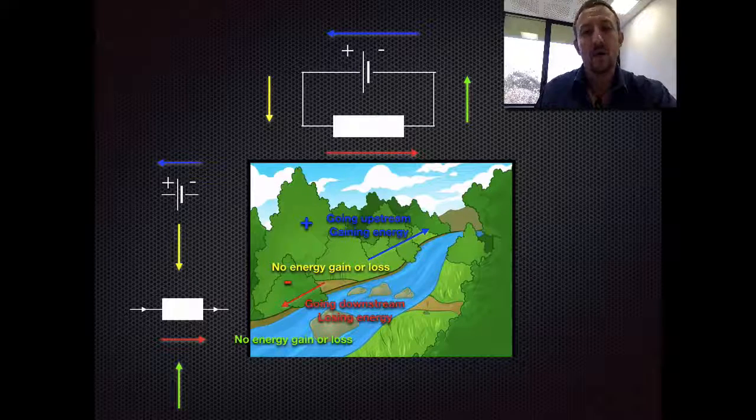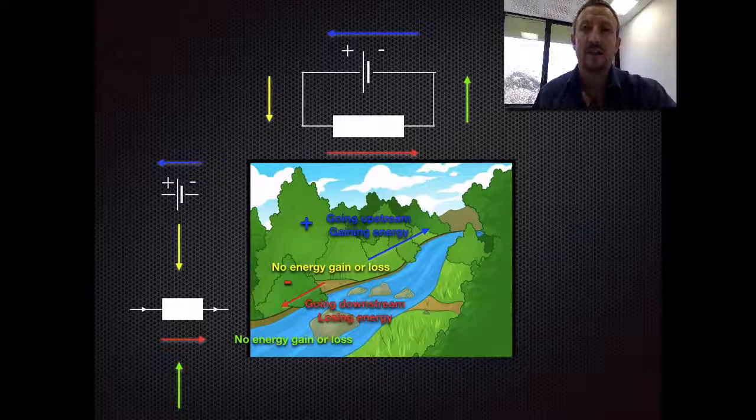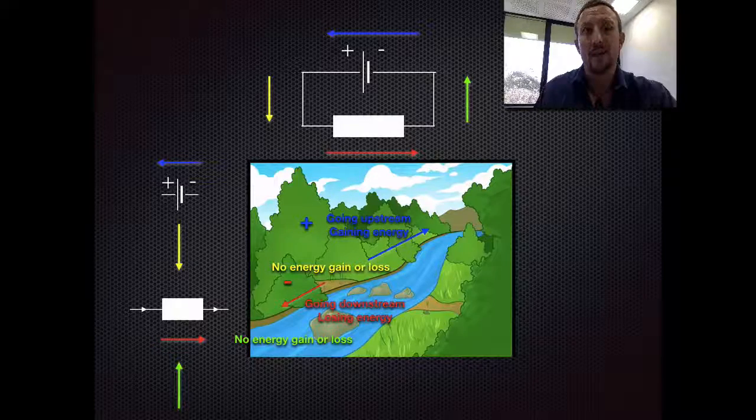And finally, our green arrow, we have no energy gain or loss as it goes back to the battery, so as a result, it would be given a 0. It's like staying in the same position. So notice as through the battery, we go negative to positive, we go upstream, we gain energy. In the resistor, we're going with the flow of current, so the result is we're losing energy. So let's look at an example.